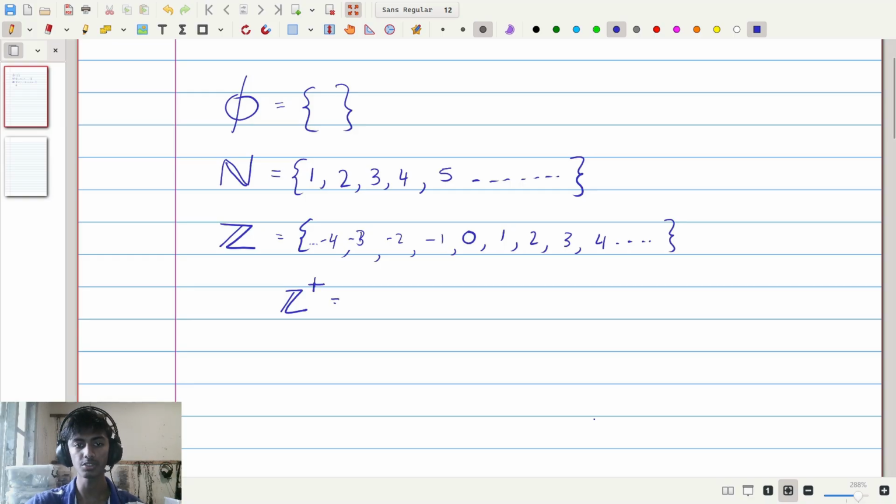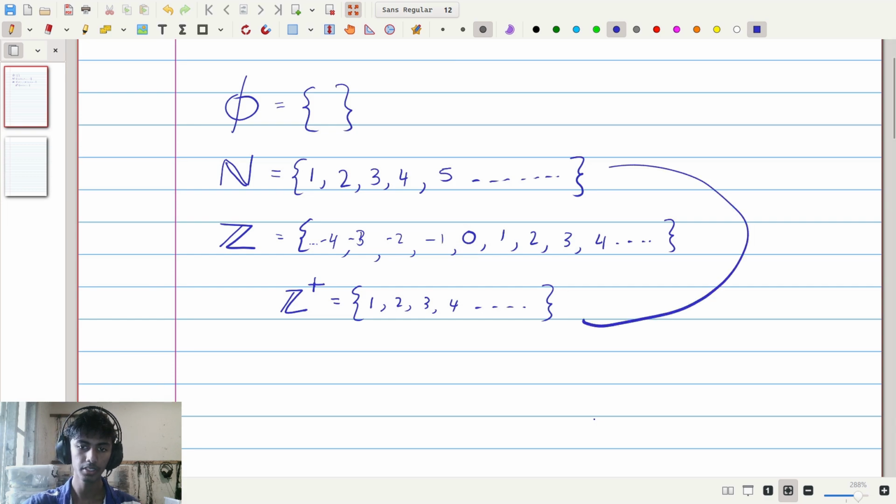So this set is all the positive numbers within the integers, which is, if you count with me, 1, 2, 3, 4, and so on. This does not include 0, by the way, as 0 is neither positive nor negative. You might notice that the positive integers are exactly equal to the natural numbers. And yes, you're correct, that is exactly the case. The two are equal to each other.